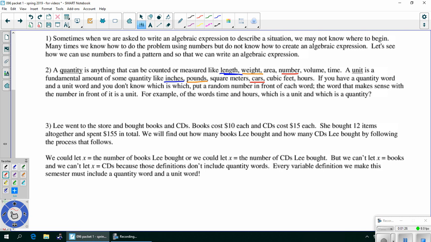If you have a quantity word and a unit word, and you don't know which is which, put a random number in front of each word. The word that makes sense with the number in front of it is a unit.